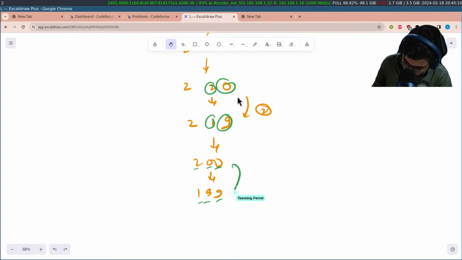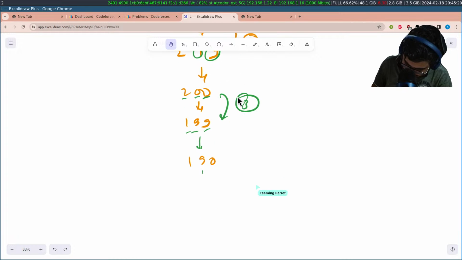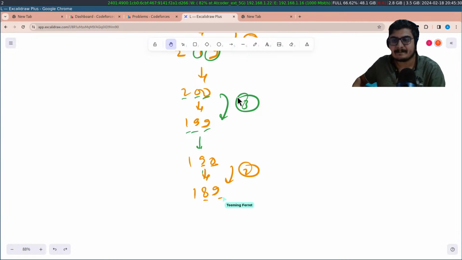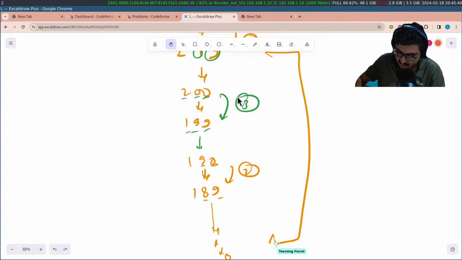So to reach from 200 to 199 it takes 3 seconds. And now you keep moving further. Let's say you have reached 190. Then after 190, if you want to reach 189, the time taken would be 2 because 2 digits have changed now. And if we keep moving, at last we will reach 1 and then 1 will reach 0. And we have been asked to find the total time taken across all of these changes.